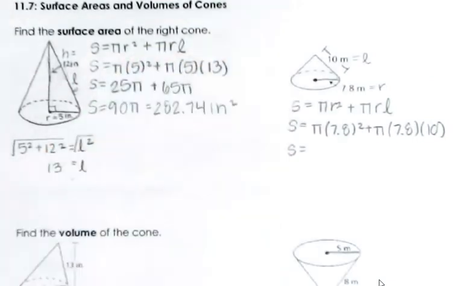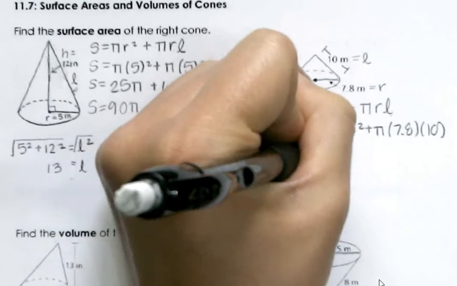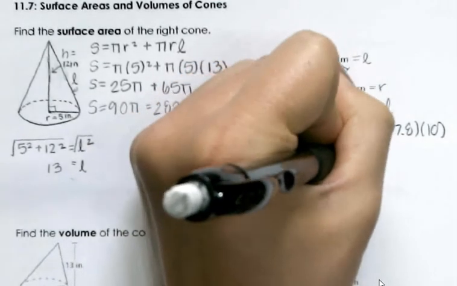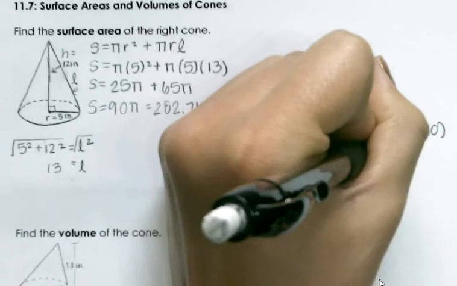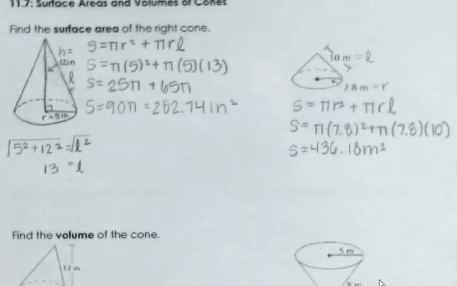So when we plug this one in, we get 436.18, and again this is meters squared because we're finding the surface area.